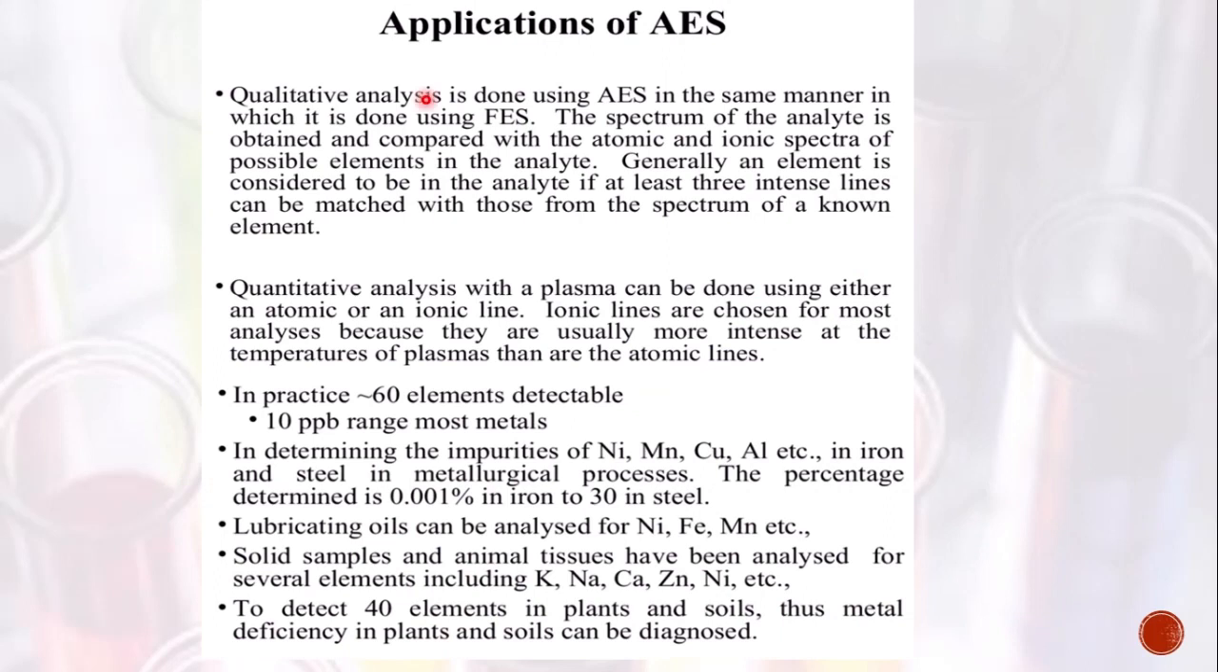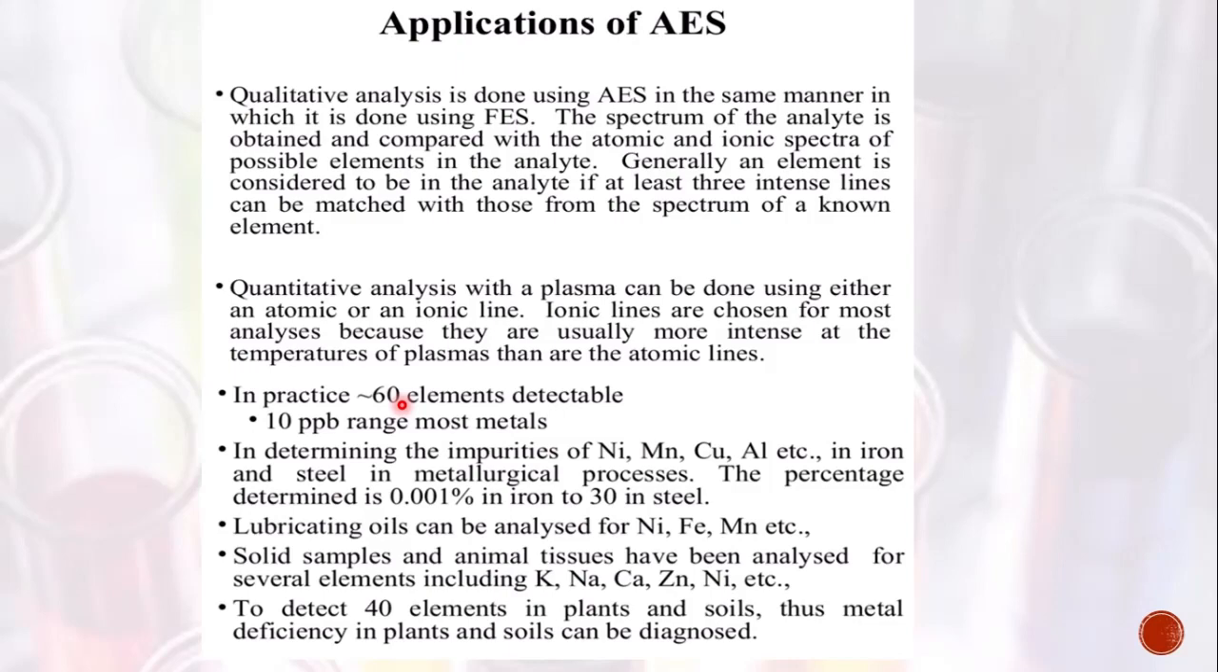What are the applications of atomic emission spectroscopy? One is qualitative analysis, because we can determine the elements that are in an analyte. We can also do quantitative analysis, where we determine the intensity or how much of the element is in the analyte. And we can detect a number of elements. For example, approximately 60 of them have been standardized so that we can identify their presence and also quantify them in samples.